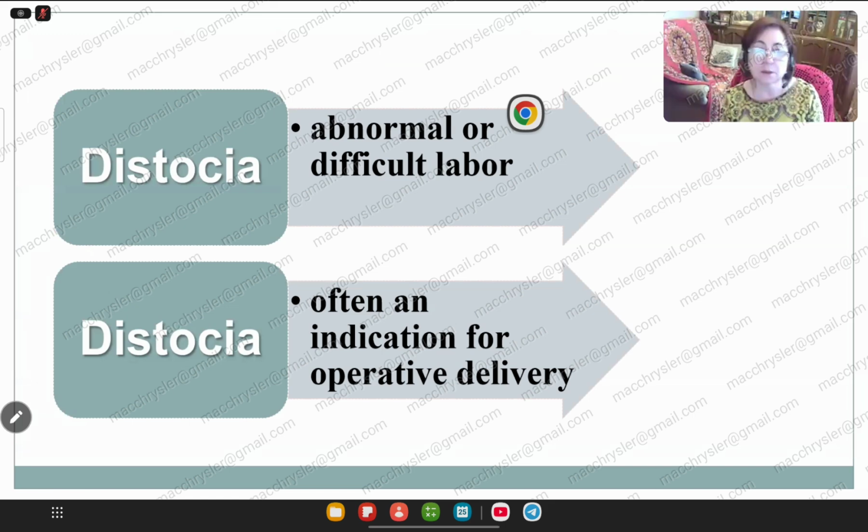Distortion is a result of one of the terms. For that we need to understand terminology, that it's abnormal or difficult labor. Also, distortion is quite commonly associated with operative cesarean delivery. But we have another term which also uses the word distortion. For example, you heard shoulder distortion.